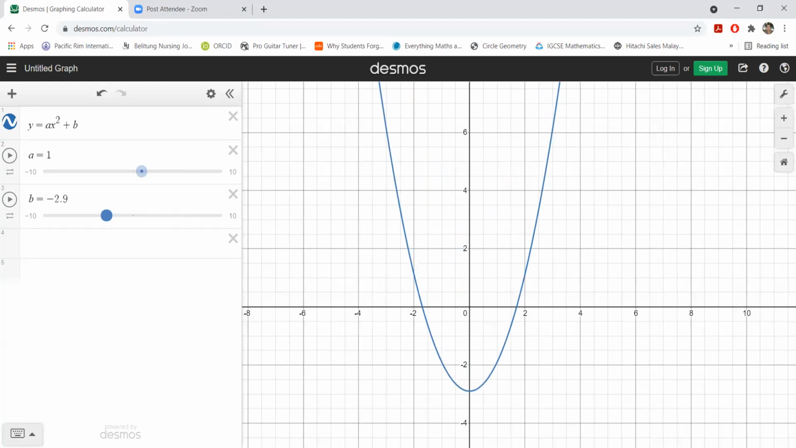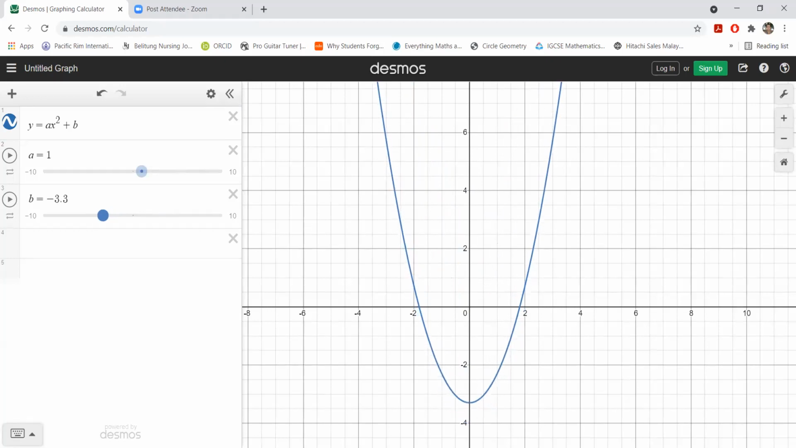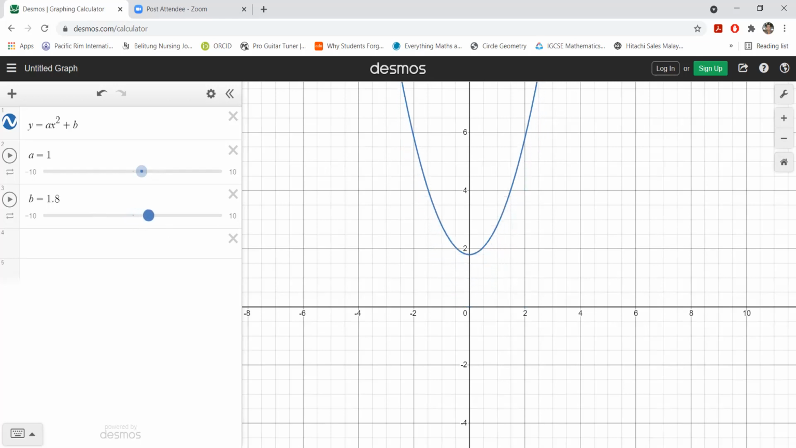Okay, and then we'll go down, negative 4 is down there, -2, 0, 2, 4. So the graph is just moving up and down like that. And then if we move it up, so for example, if we go up to 2, okay, so we've got y equals x squared plus 2. So let's write that down.